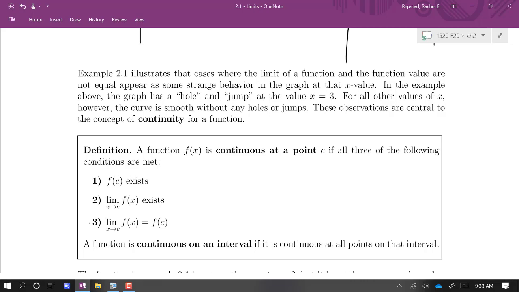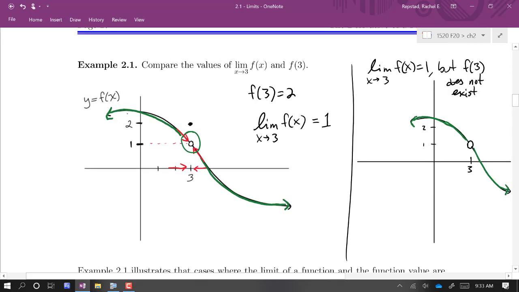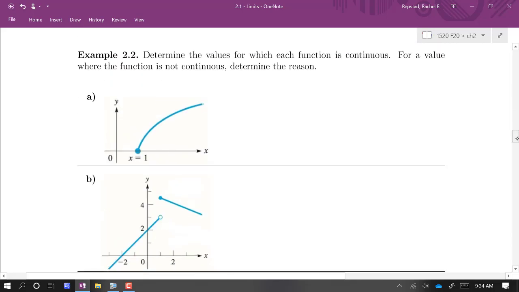A function is continuous on an interval if it's continuous for every value on that interval. So the graph on the left is continuous everywhere except at 3. Similarly, the graph on the right is continuous everywhere except at 3. For the graph on the left, the limit exists and the function exists, but it fails that third criteria because those values are different. For the graph on the right, this is not continuous at 3 because f of 3 does not exist. On the next page, we're going to do some examples where we consider the continuity by examining graphs and then by examining the algebraic expression of a function.